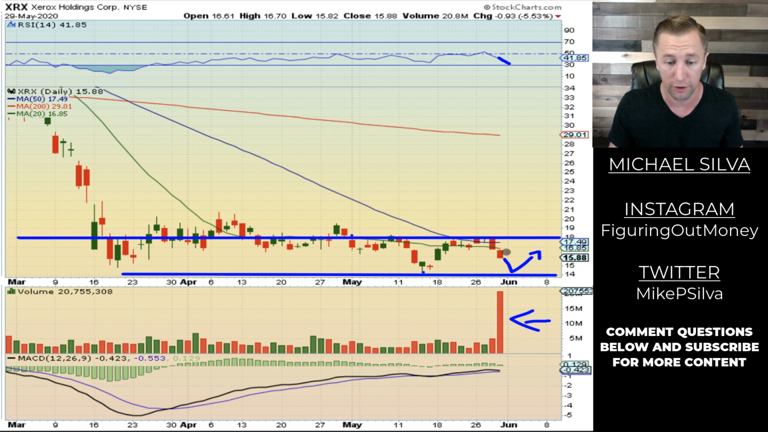Now, it could very well just gap up the next day because of this amount of volume, but just keep an eye on it, and if it does gap way up and above 18, maybe wait for a retest of 18, okay? You need to be patient.